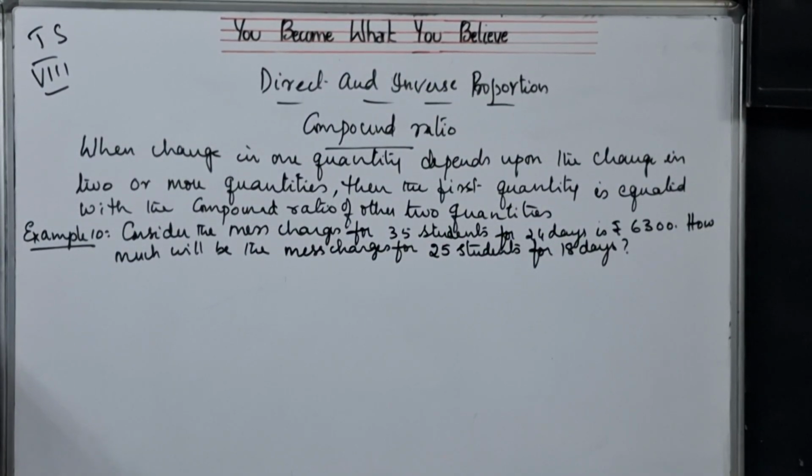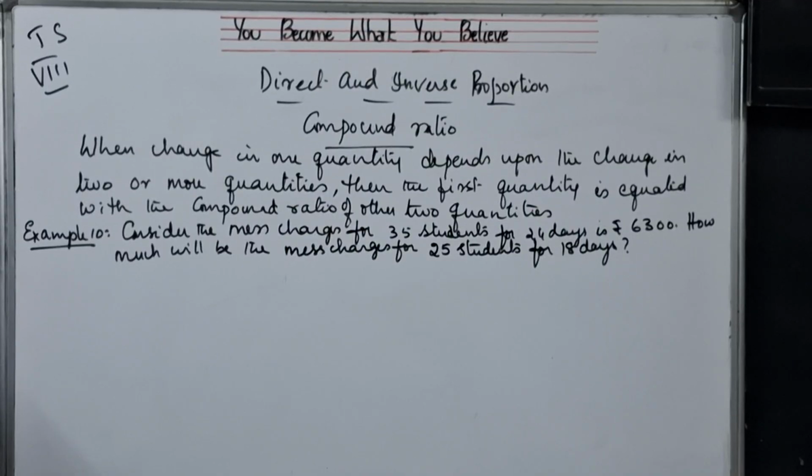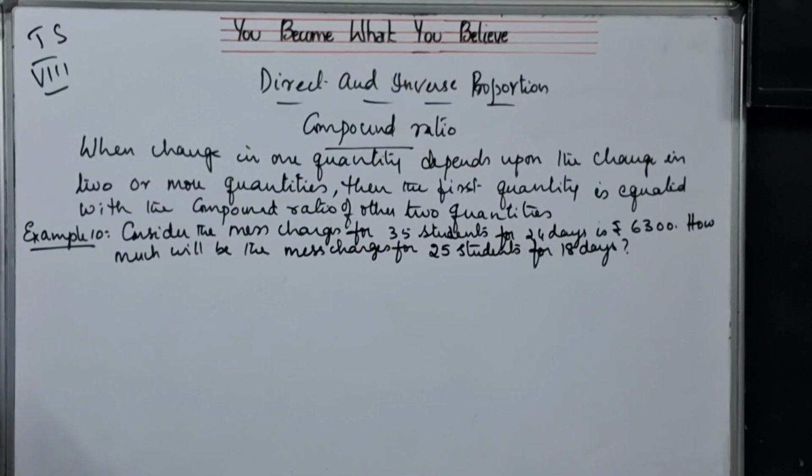Now I am dealing with 8th class maths direct and inverse proportion. In that I am dealing with the compound ratio. Earlier we have done direct and inverse ratios. If these direct and inverse ratios are dealing with only two quantities, but in case you have more than two quantities, how should the problem be solved?